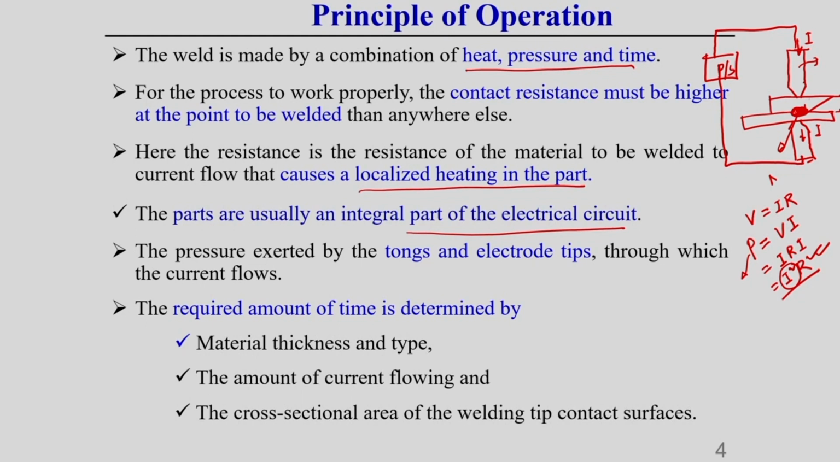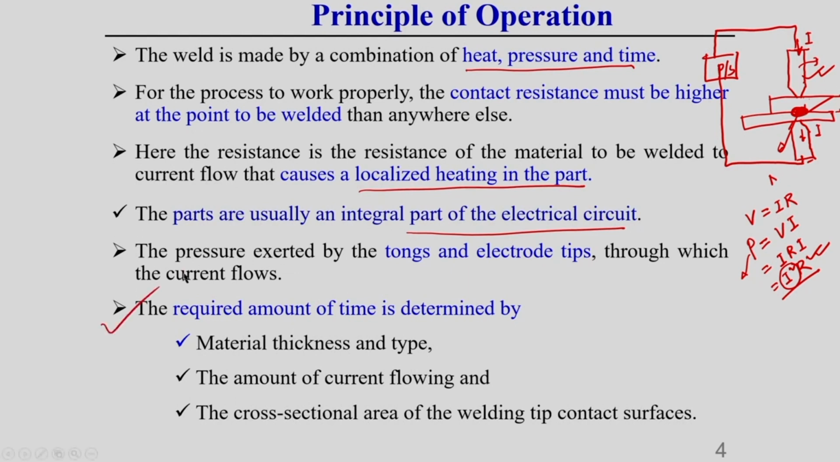Now the pressure is applied in between this contact region through this electrode, and another supporting element is used, called the tongue or horn, which I will discuss in detail in a subsequent slide. By this tongue and electrode, the pressure is applied between the two workpieces to make them contact.